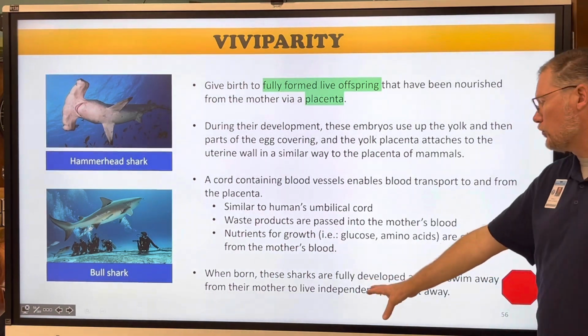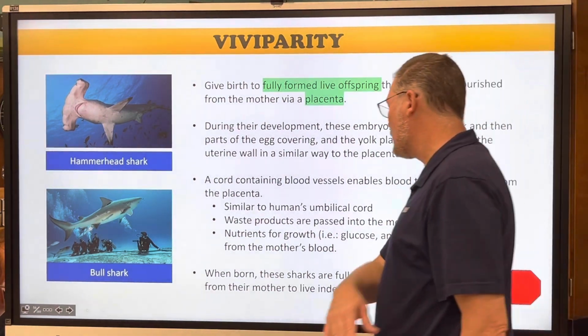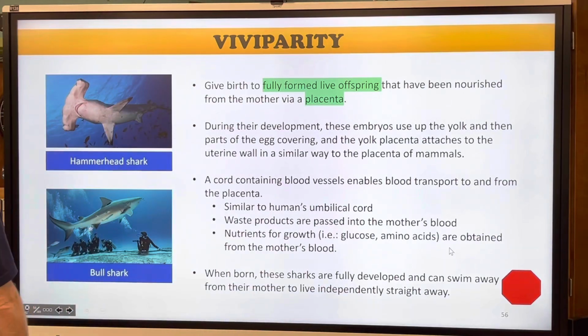So when born, these sharks are fully developed and can swim away from their mother to live independently straight away. And hammerhead sharks and bull sharks will do this.